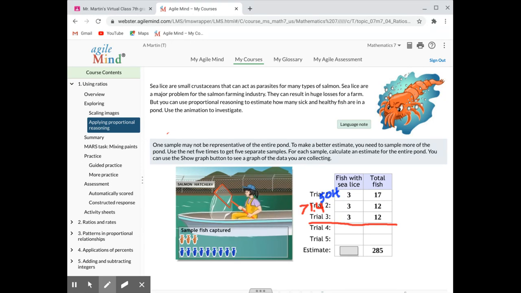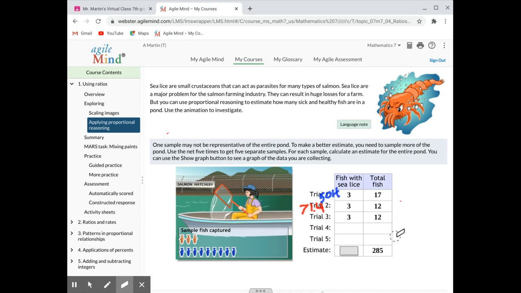How many fish have lice? 3. 3 of them. Is this the same as this? Yes. Do we need to go through all that work again? No, sir. No, because it's got to be what? 3 and 12. Wait, no. Wait. What's our estimate going to be? Somebody help him out. What would our estimate be?